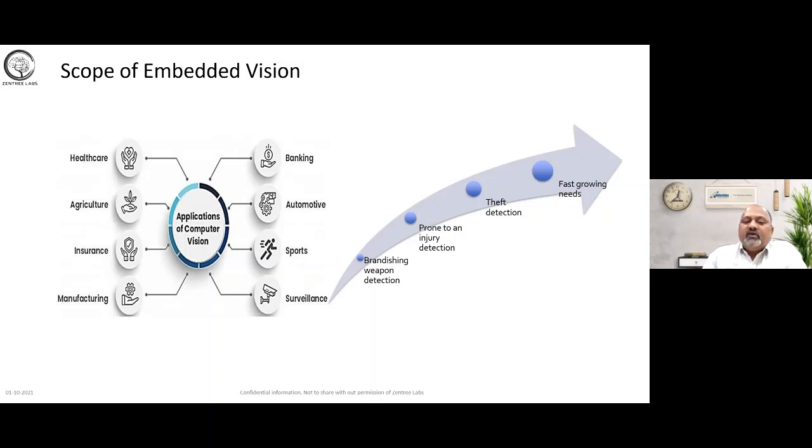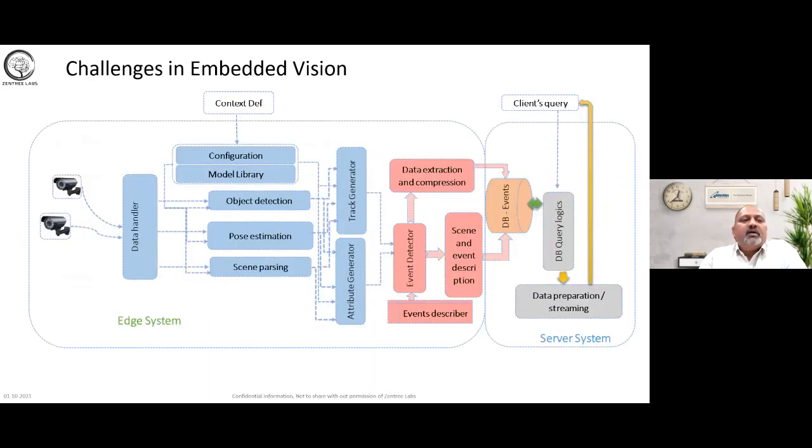Even if you take surveillance, look at how the needs are growing in that space, like brandishing weapons, which we want to detect. Earlier we were using visual information as evidence once the incident happened, post incident. Now, can we use visual systems to anticipate or stop incidents from happening, like threatening or theft? There are wide applications to make life easier and productive.